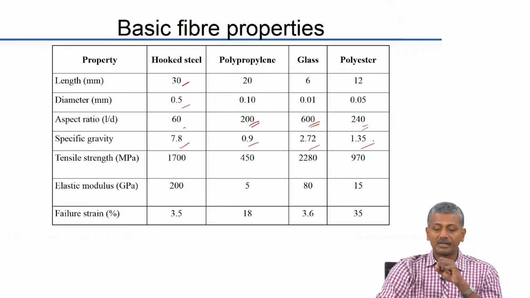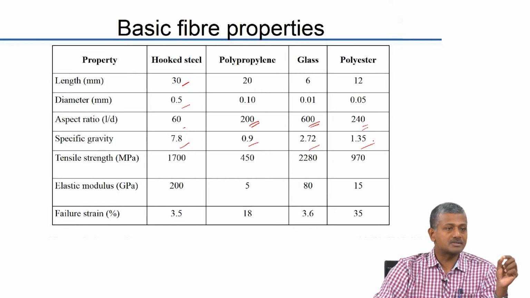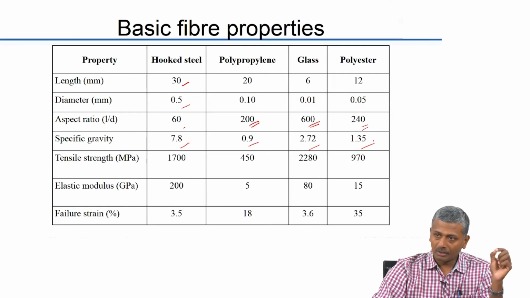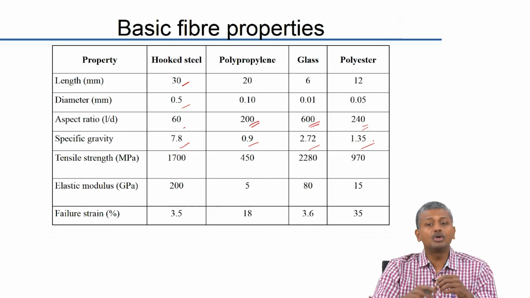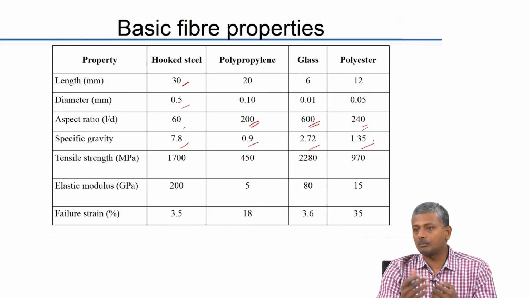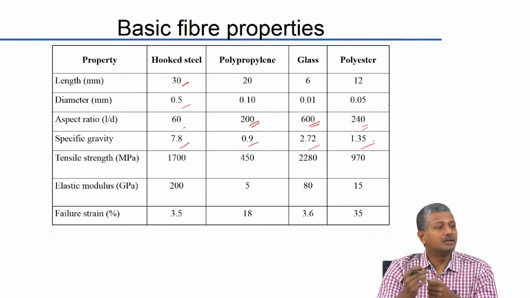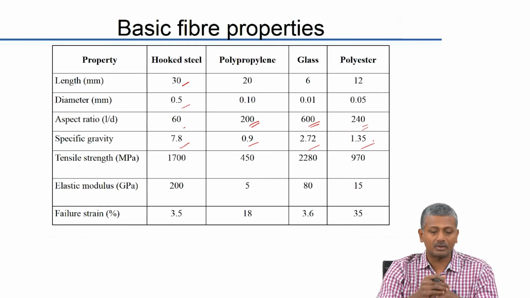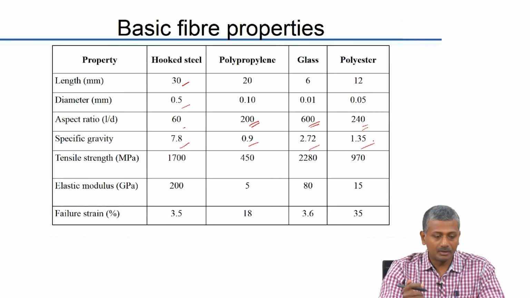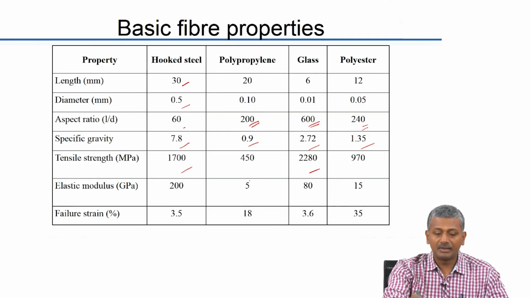Now, since polypropylene and polyester have such low specific gravities, if you are using a certain mass of the material to input the fiber inside the system, then the amount of fibers available for polypropylene and polyester is going to be much greater than the amount of steel fibers. For the same loading, the number of fibers in the system is much greater with polyester and polypropylene as opposed to steel, and glass is marginally greater because the densities are not different by more than a factor of 3.